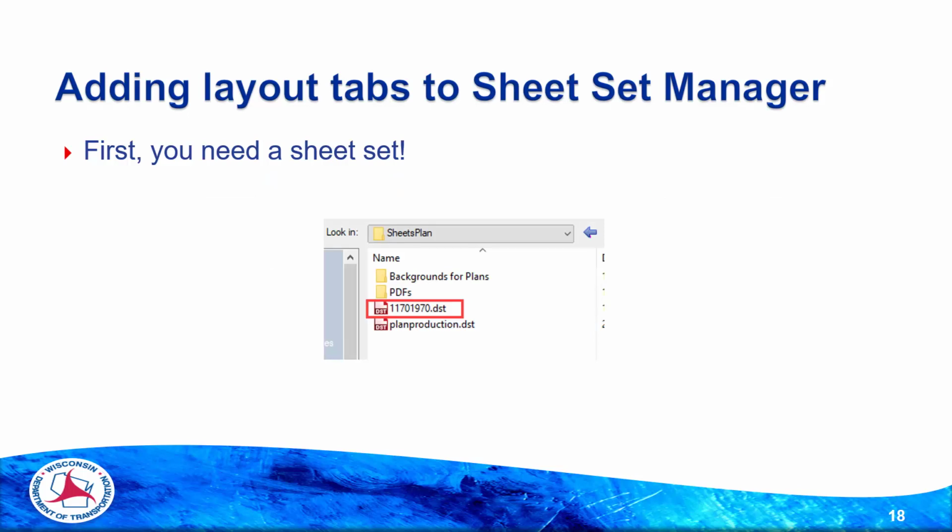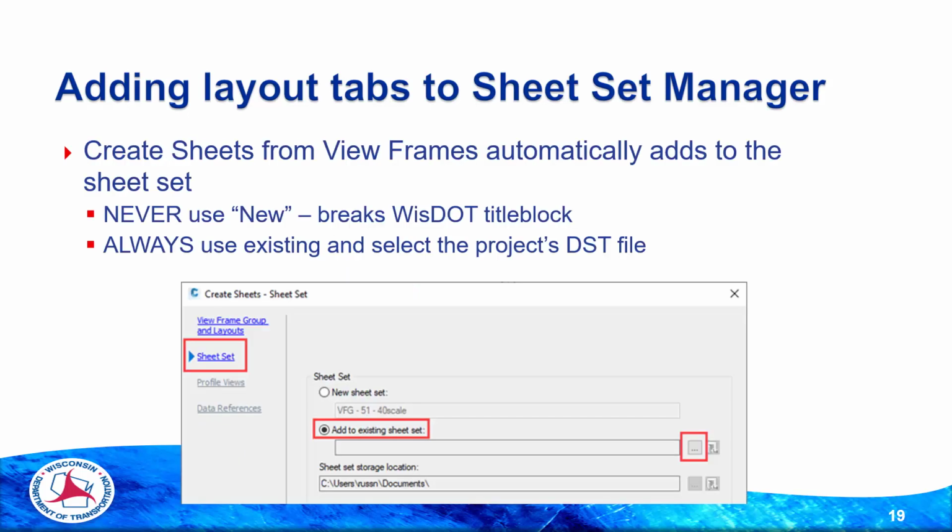But here you can see this is from a different project, but this is a DST for the project. I actually have two DSTs here. One is kind of the template that I was using that day. But here is that DST that I'm going to choose as we go forward. During the Create Sheets process, the view frames automatically add to the sheet set. You should always pick Add. We've talked about that already, so I'm not going to spend too much time on it. But it's important enough that I wanted to put in its own slide here to kind of call attention to it.